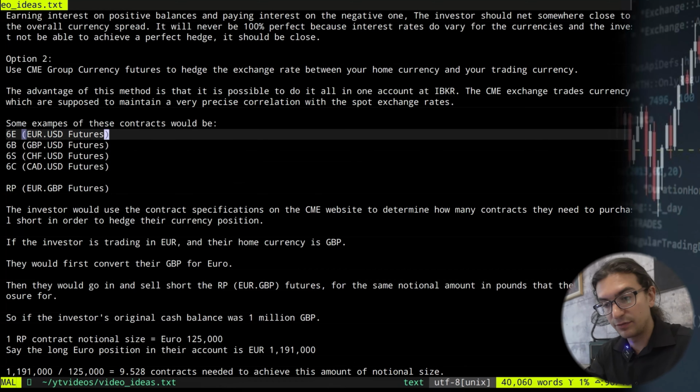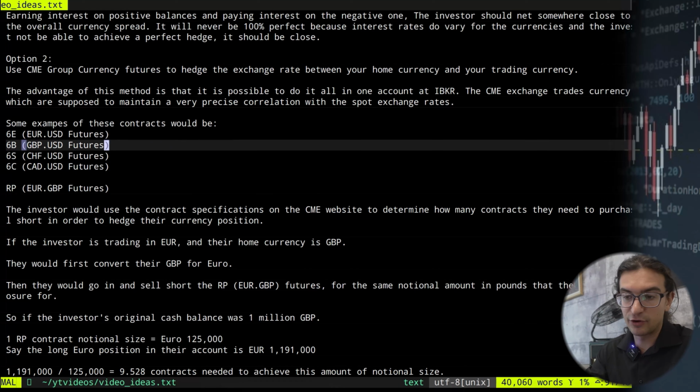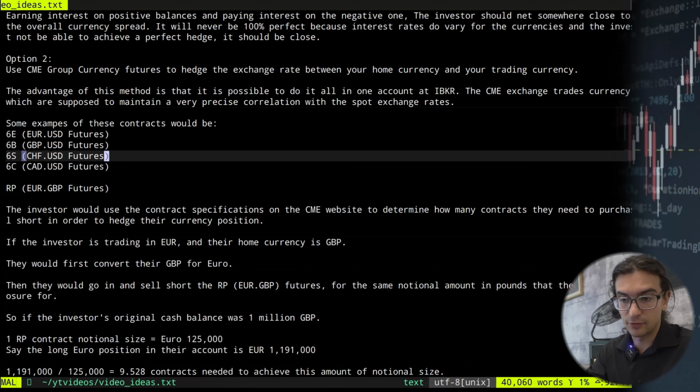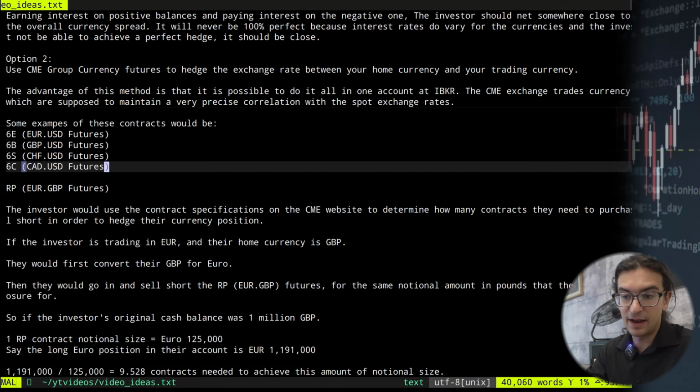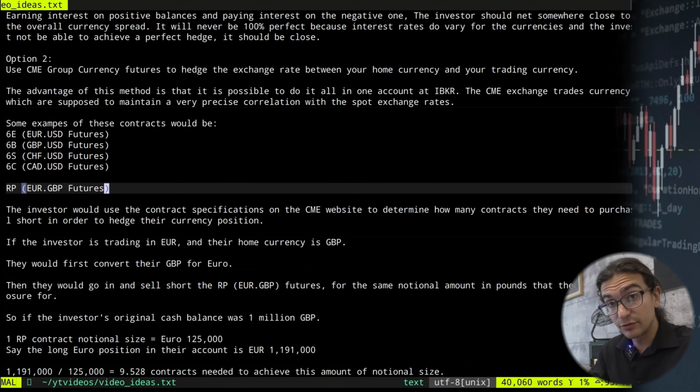So some examples of these futures contracts would be 6E. These are the ticker symbols. So for Euro USD futures, 6E. For British Pound futures, 6B. For Swiss franc futures, 6S. And for Canadian dollar against the US dollar, it's 6C. And there are also some more remote currency pairs like EUR.GBP futures under the symbol RP.